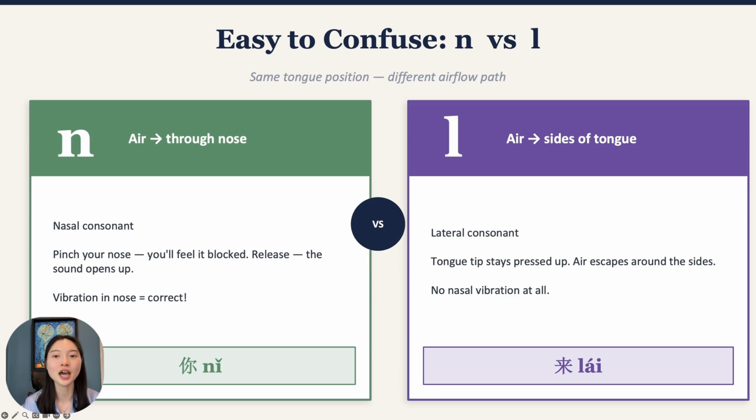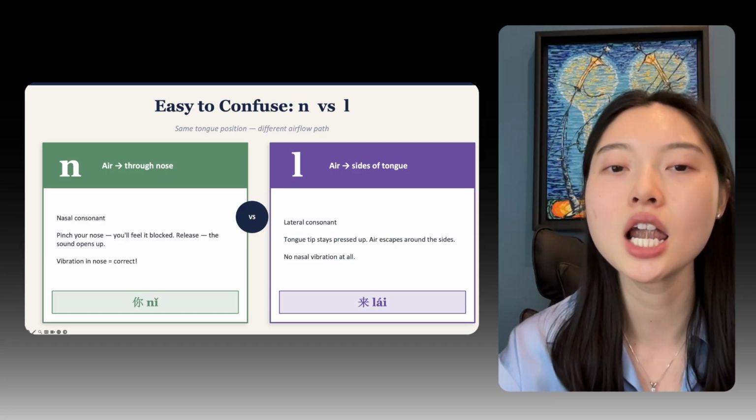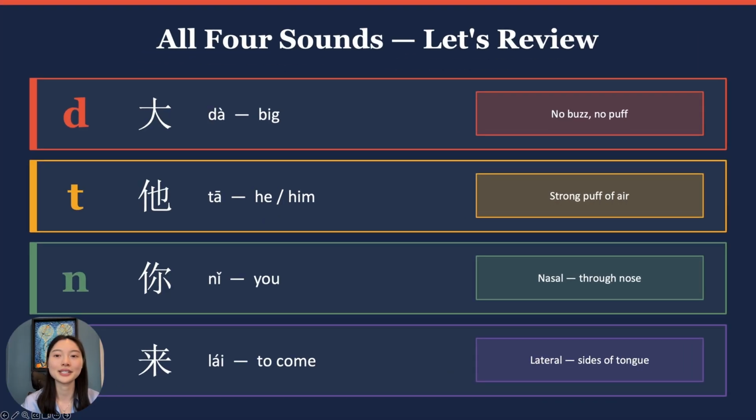A quick note, n and l are often confused by learners. The key difference, n, air goes through your nose. L goes around the sides of your tongue. No nasal sound. Try them side by side. N, n, l, l. Let's hear them all with their example words. 大, 大, 他, 他, 你, 你, 来, 来.